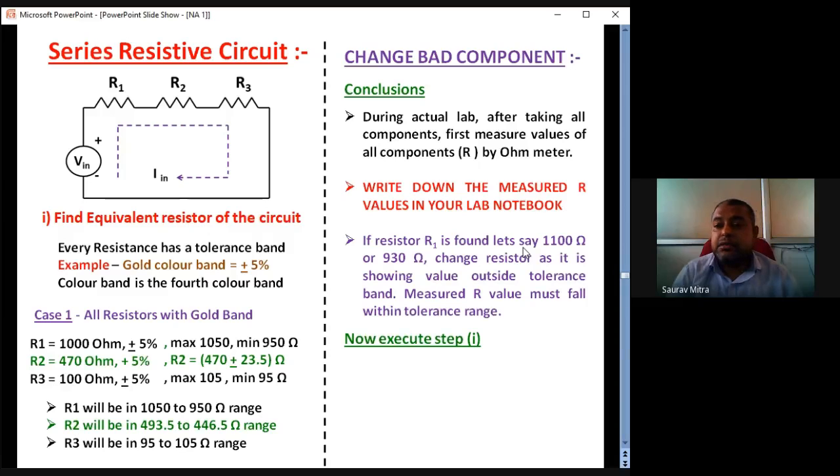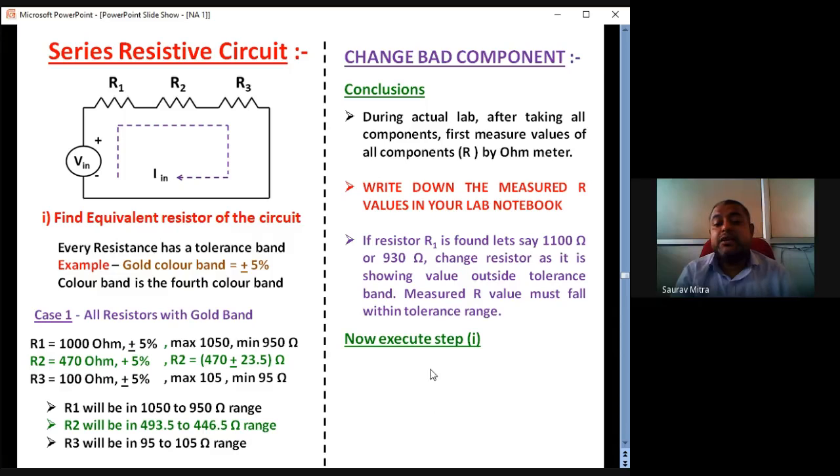Okay, but you people do not think of it. You think, "Arey chalta hai, ho gaya, it is given, let us do." Don't do that, because that resistance might have gone bad from inside. So this tolerance is actually a measure of whether the resistance is within the acceptable level. Okay, that is very important.